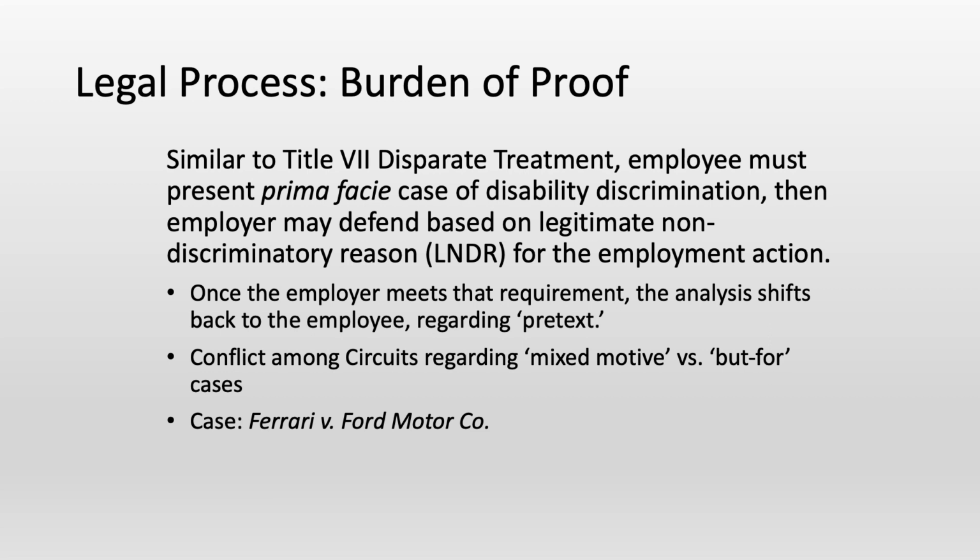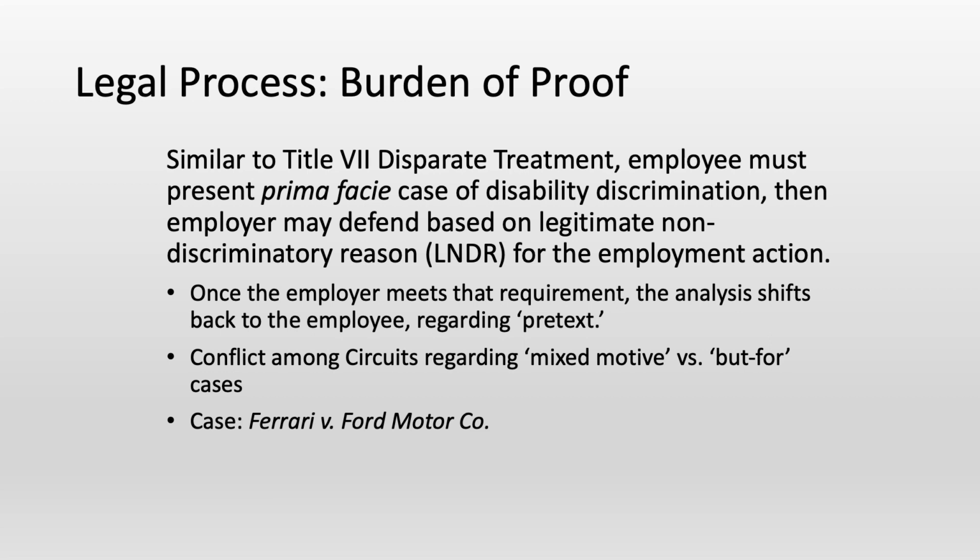So where does the burden of proof fall? Similar to Title VII disparate treatment, the employee must present their prima facie case first. Once they determine that, then the employer may defend itself based on a legitimate, non-discriminatory reason, an LNDR, for the employment action. Once the employer meets the requirements, the analysis then shifts back to the employee to discuss if they believe that there was a pretext involved.